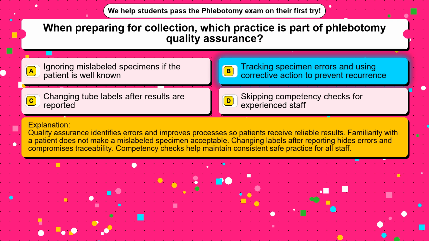Quality assurance identifies errors and improves processes so patients receive reliable results. Familiarity with a patient does not make a mislabeled specimen acceptable. Changing labels after reporting hides errors and compromises traceability. Competency checks help maintain consistent safe practice for all staff.